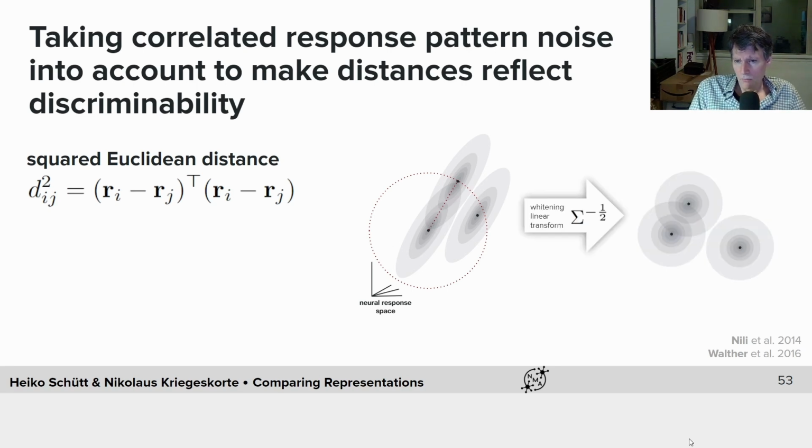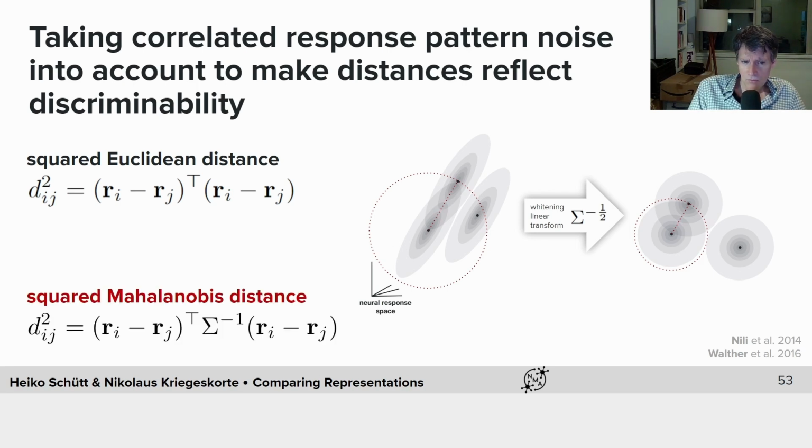And as Heiko mentioned, a remedy for this is to whiten the space by applying a linear transform that renders these Gaussian distributions isotropic. And after doing this, we can use the Euclidean distance. And when we use the Euclidean distance after this whitening linear transform, that's actually equivalent to a different kind of distance, which is called the Mahalanobis distance, where you have the inverse of the error covariance in between these two pattern differences, and that achieves this whitening transform.